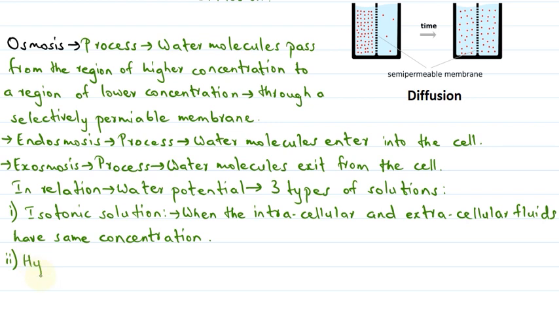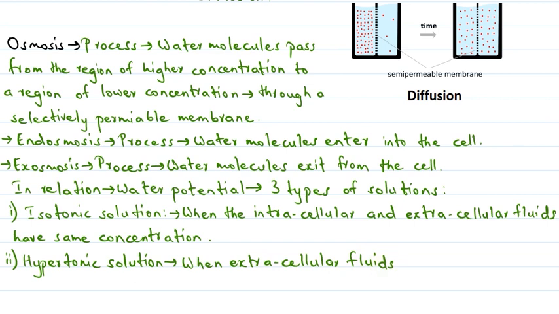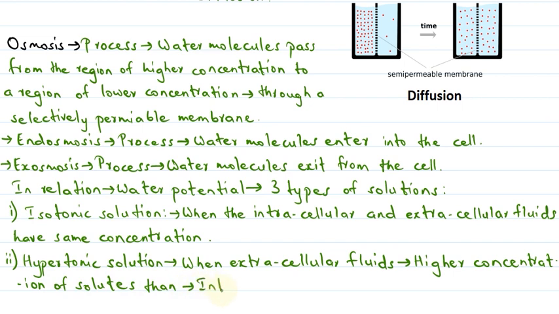hypertonic solution. So what is a hypertonic solution now? We can call a solution hypertonic when the extracellular fluids have higher concentration. Okay. So in this case, the extracellular fluids have higher concentration of what? Of solutes than what? Than the intracellular fluids, and such solutions are known as hypertonic solution.